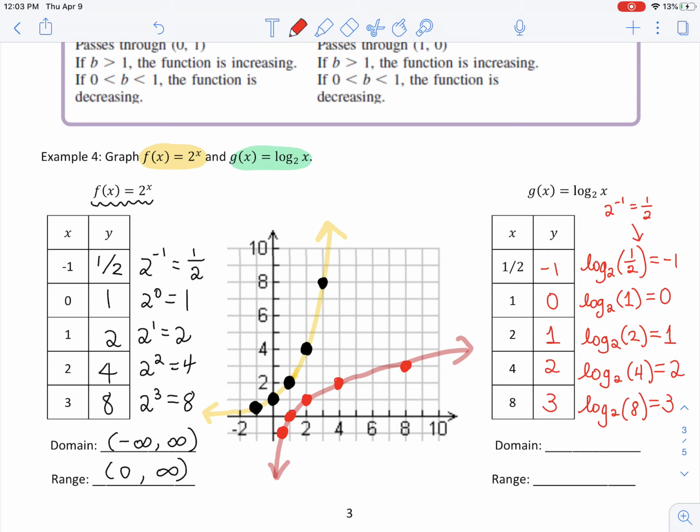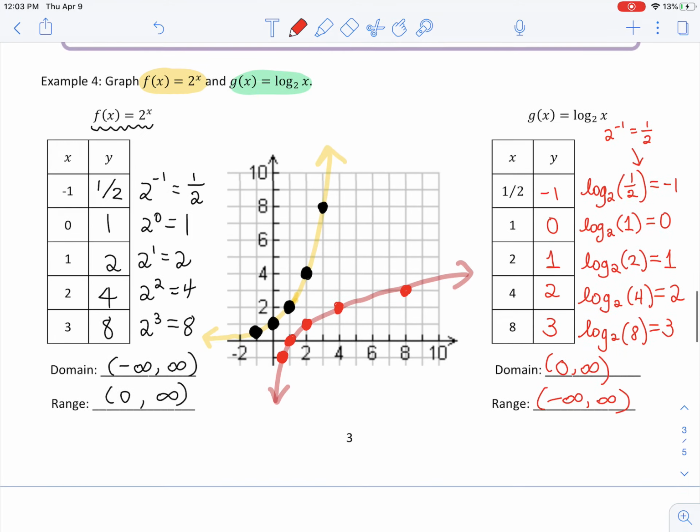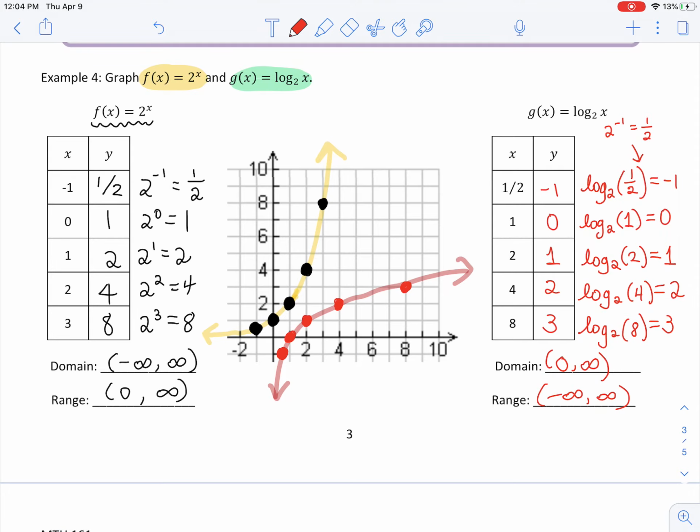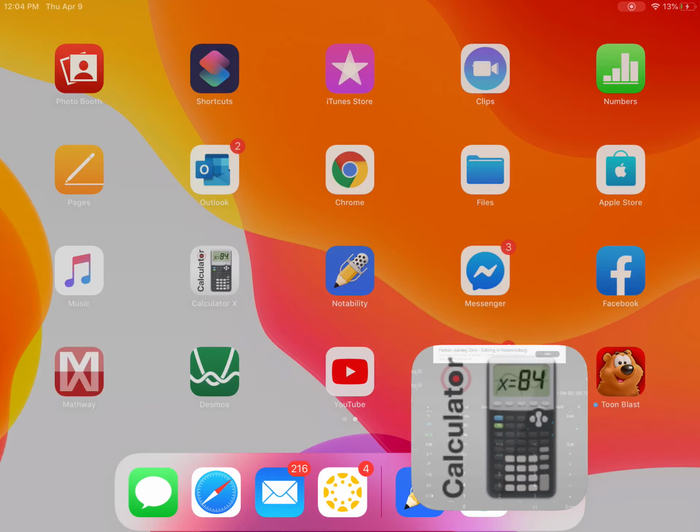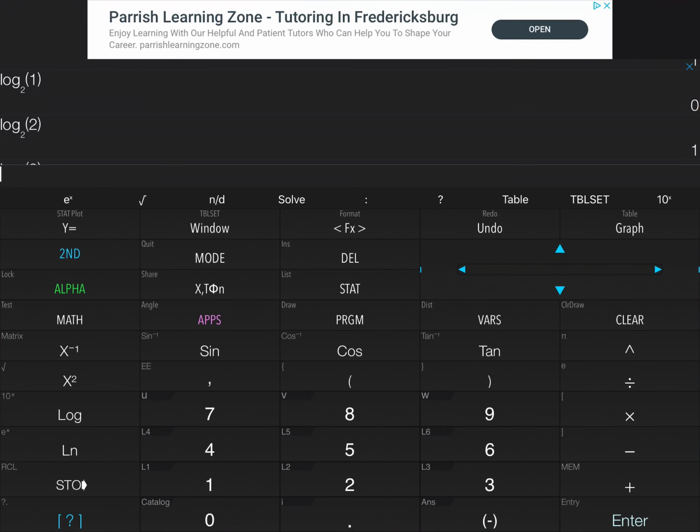So the domain for this logarithmic function is from 0 to positive infinity, which is the range for the exponential function, right? Now the range is going to be all real, negative infinity to positive infinity. I know some of the graphing calculators, if you try to graph the log, it cuts off the tail that goes down. Let me check that over here too.